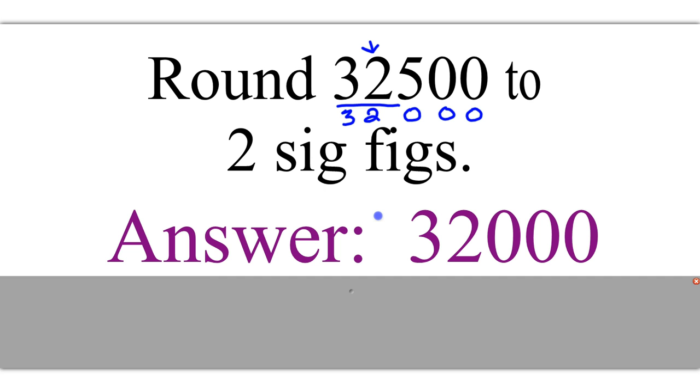Round 32,500 to two Sig Figs. This is another dead even 5. So I am going to decide, do I keep this a 2 or round it up to a 3? It's followed by a dead even 5. So I need this to be an even number. It already is an even number, so it will stay at 2. The 5 becomes a 0, and I keep the rest of my zeros to keep the value of my number intact. So 32,000 is the answer.